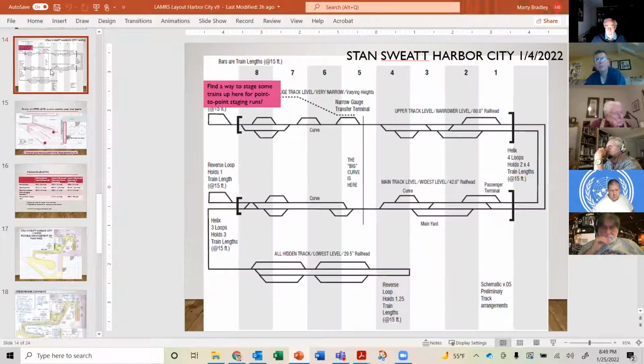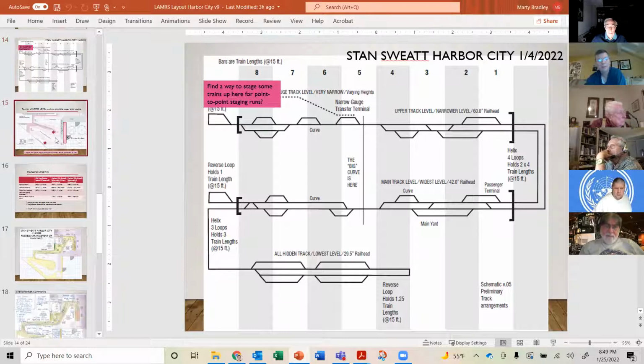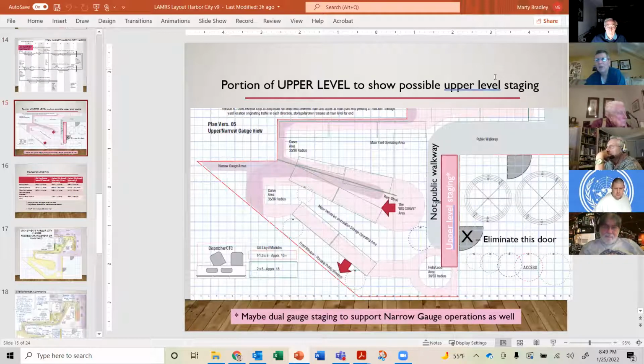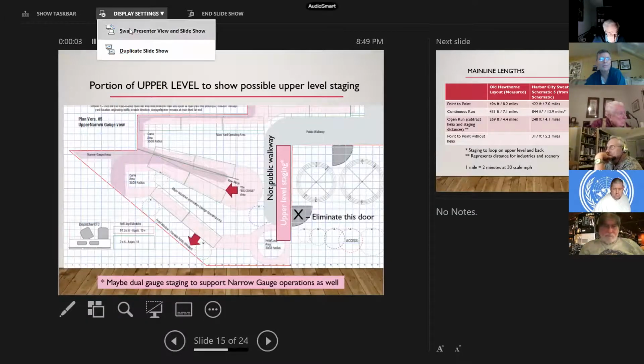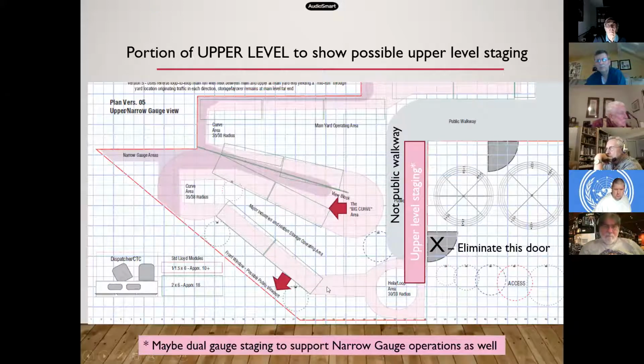This discussion, I found this, right? This was the schematic that we had talked about that said we need upper level staging because there's only a loop there. And then I took this as an idea and we never developed it. Let me switch it back the other way. And this is an earlier version of what Stan had done.